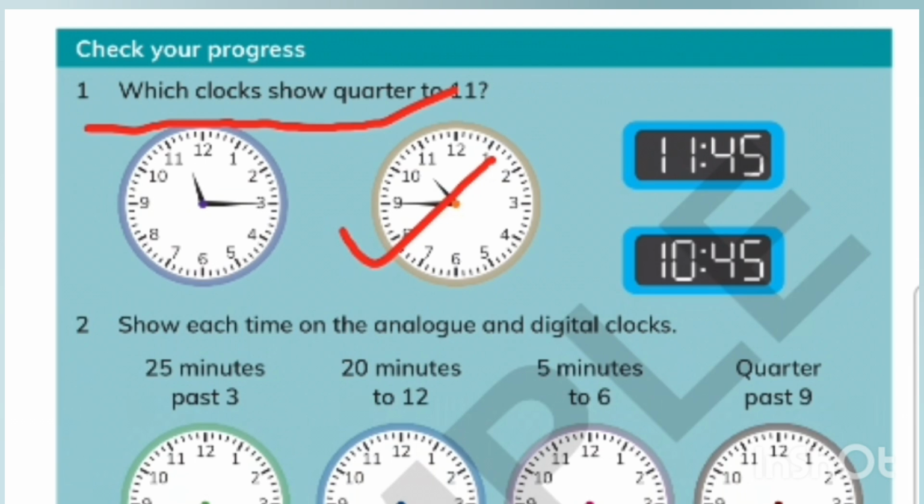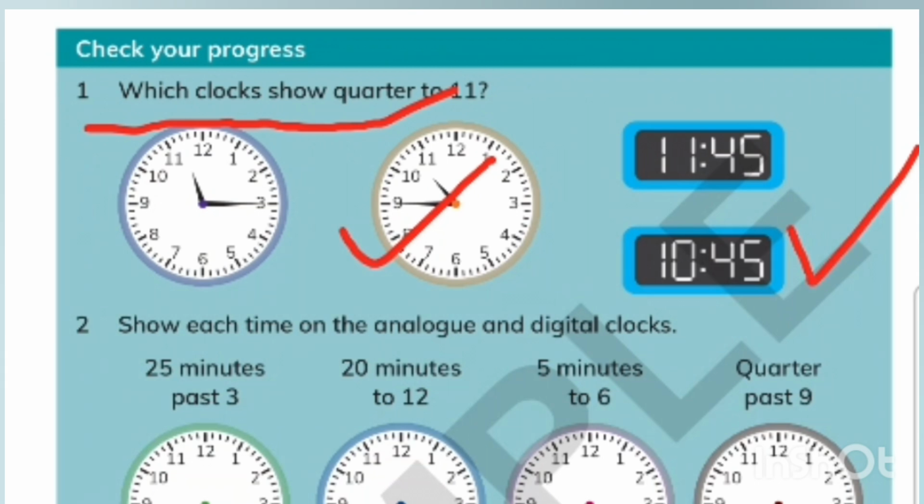If you have found quarter to 11 in analog, it is very easy to find in digital. Here it is written 11:45. No, this is not quarter to 11, this is quarter to 12. Here it is written 10:45, it is quarter to 11. So these two clocks are showing quarter to 11. Understand?